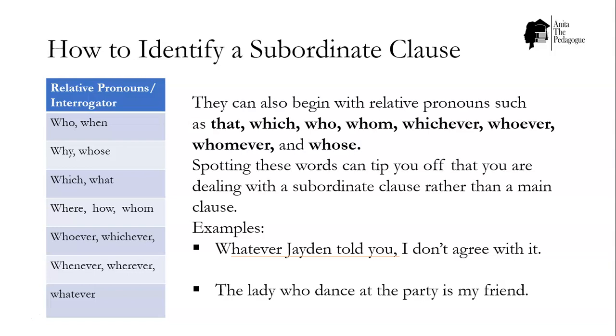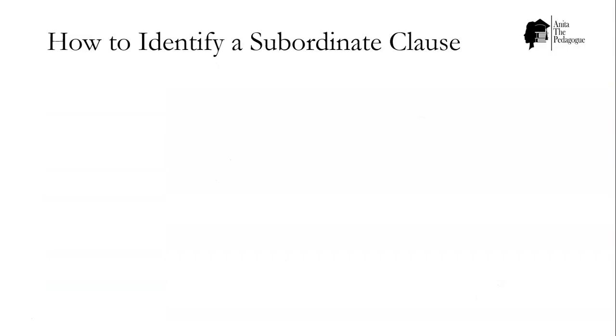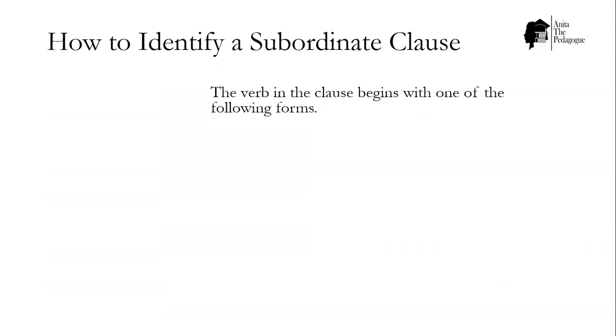A second example: the lady who danced at the party is my friend. Here again, to identify the subordinate clause, try to identify the relative pronoun, and that is who. So the subordinate clause is who danced at the party. The rest of the sentence, the lady is my friend, is the independent clause. So take note. Let's move on and look at other ways we can identify a subordinate clause.